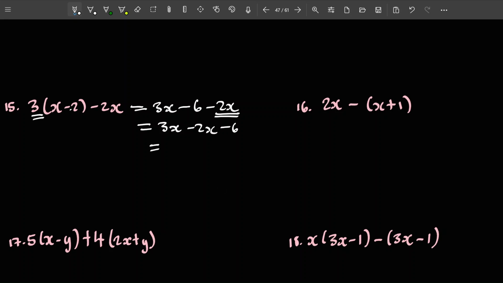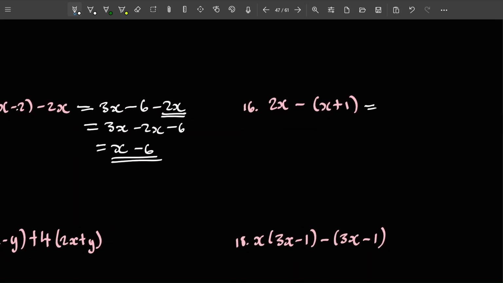So it's going to be 3x minus 2x. I say 3 minus 2, I get 1. And 1 of what? Of x's, so I don't have to write it. It's just going to be an x. Then minus 6 will come as it is. We're done.